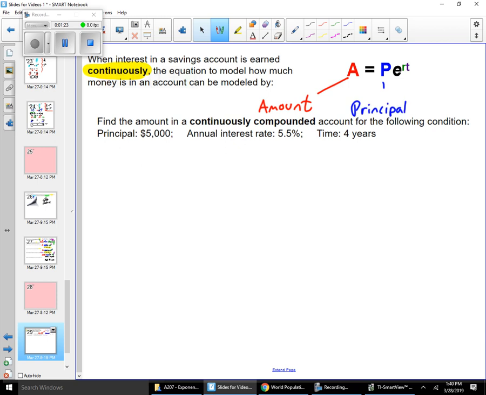R and T also have the same meaning, but note that R is now in the exponent. R is still our interest rate, and it's still going to be a decimal, and T is going to be time. What's really different is that R is in the exponent, and our base is E. E is not a variable. E is a number.